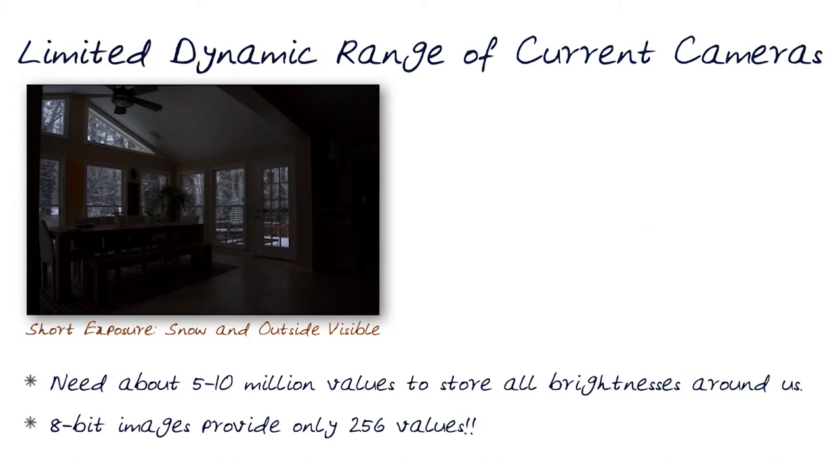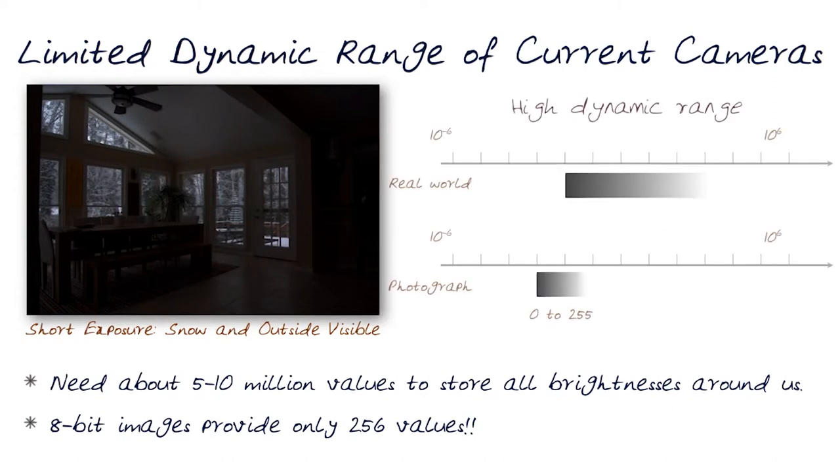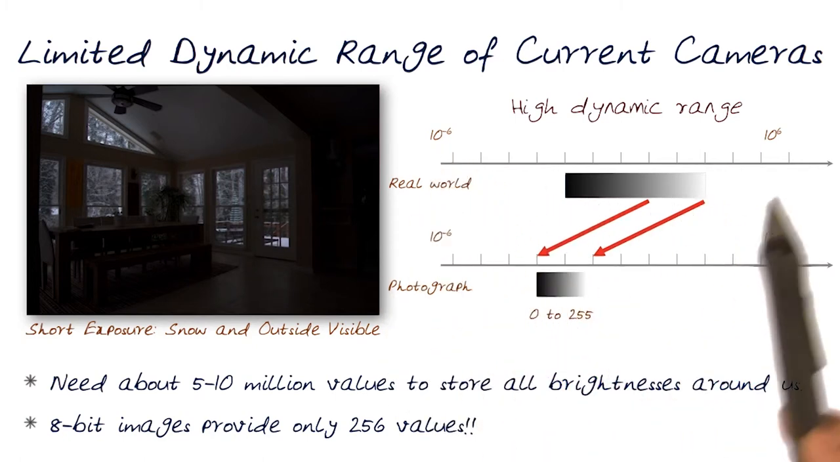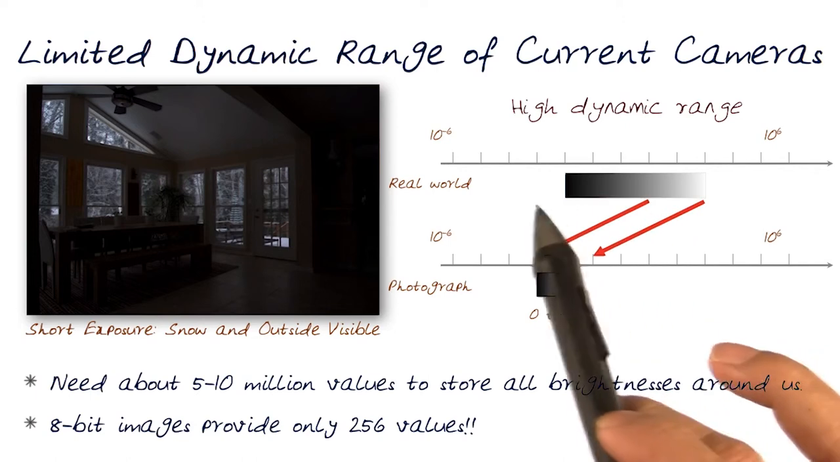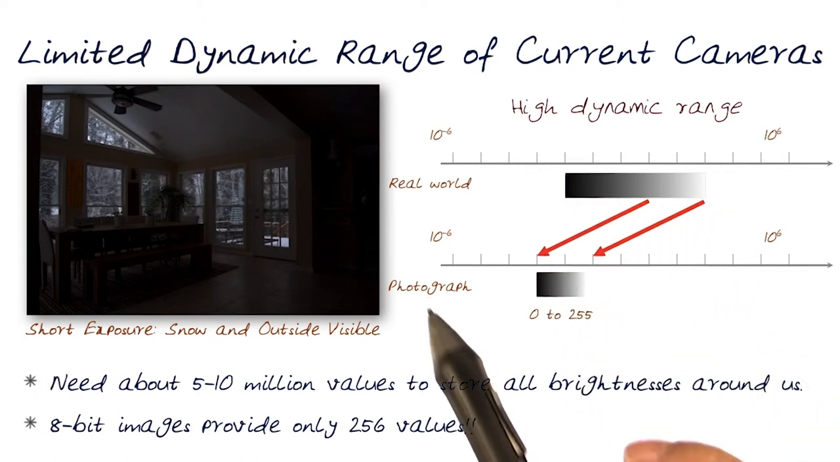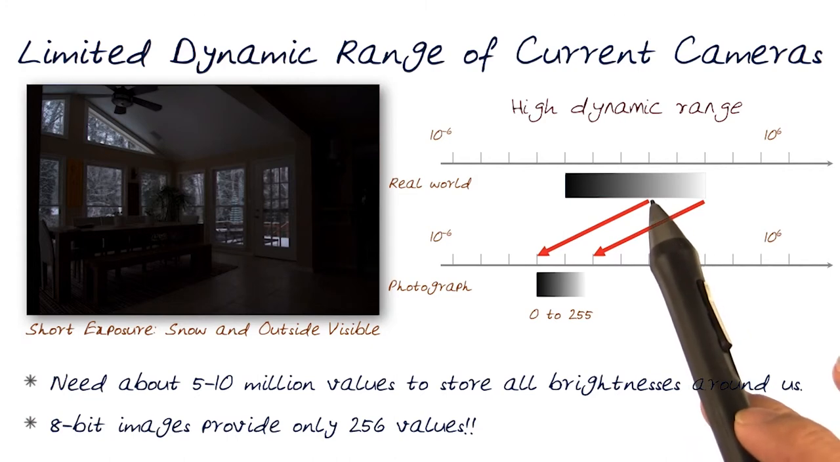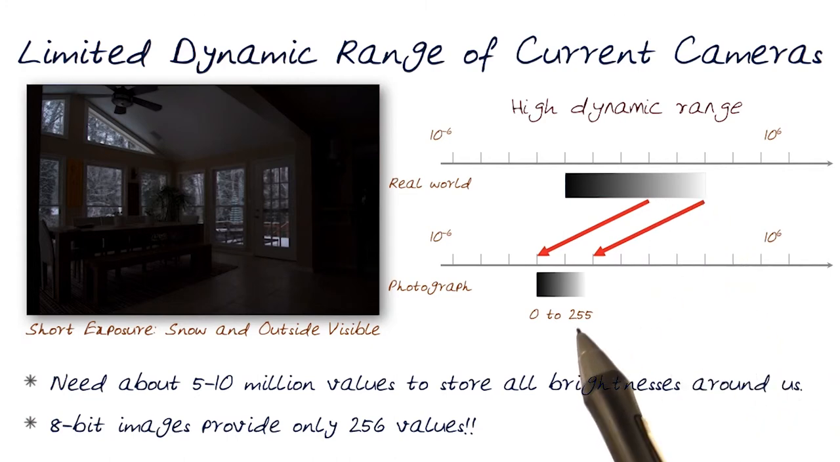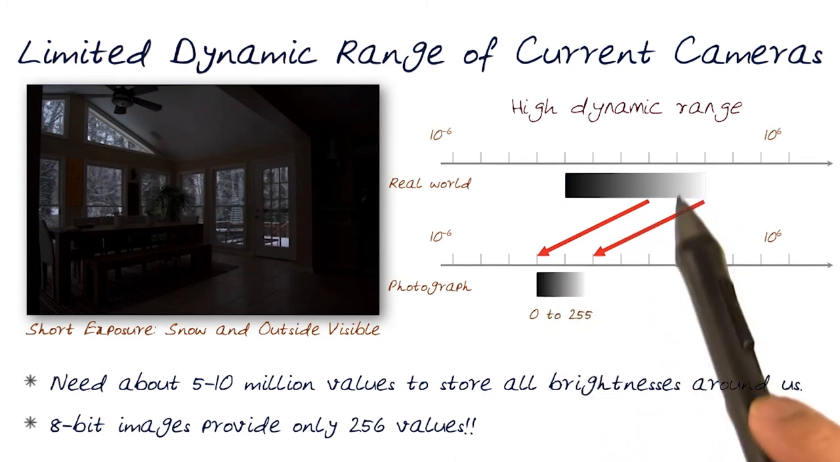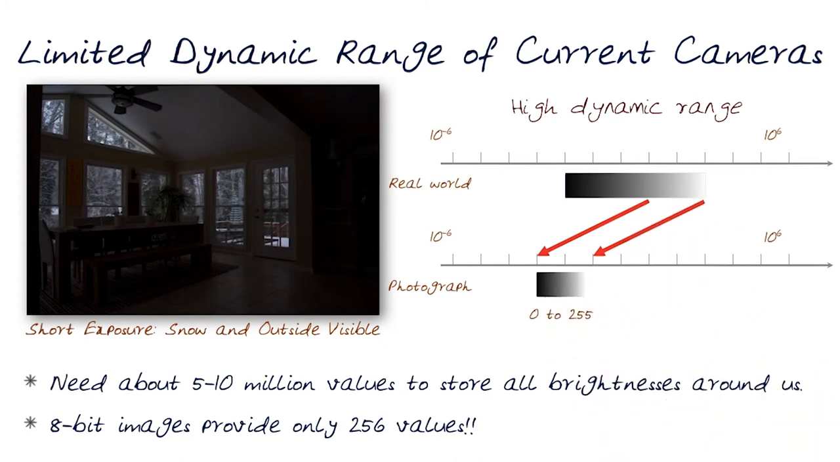Just to showcase this, let's look at this example again. Here, if you notice, I'm showing you the high dynamic range. In the real world, this was a dynamic range from 10 raised to minus 6 to 10 raised to 6. And that's what we're trying to look at. Of course, on a photograph, what we would most probably do is just showcase this one. And that's what is shown here. I'm showing all the values that are much more on the brighter side and focusing it here.